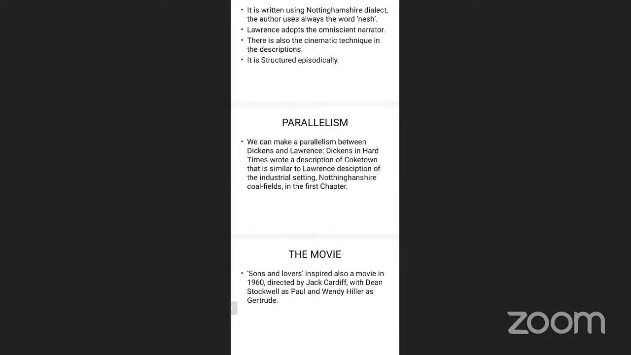There are so many types of narrator in literary works: first person narrator, second person narrator, third person narrator, and then omniscient narrator. Now, what is the difference between all of these? Can anyone tell me quickly? If you know, you can add it. I'm not forcing you, otherwise I will tell you.